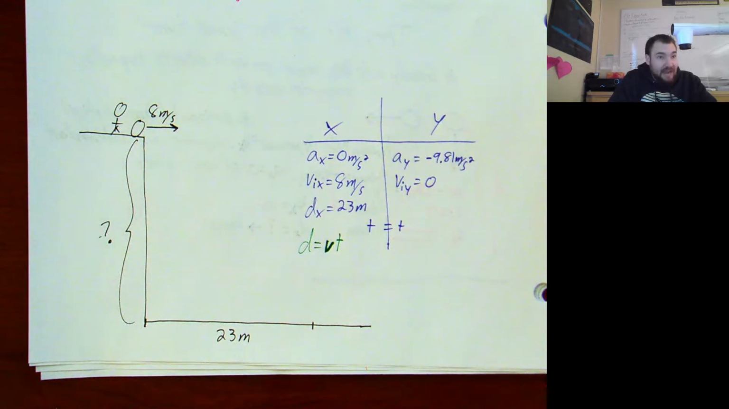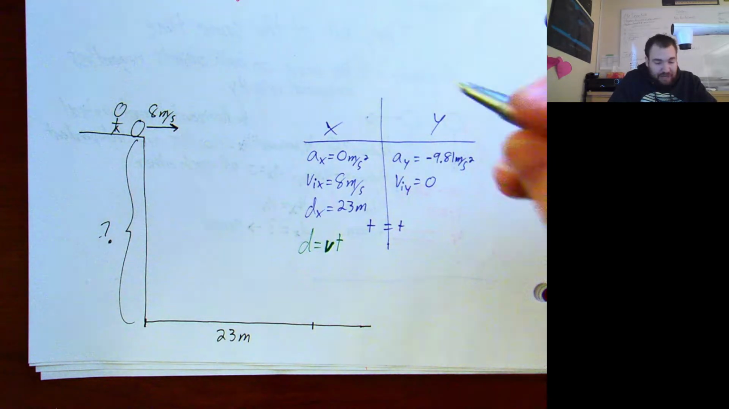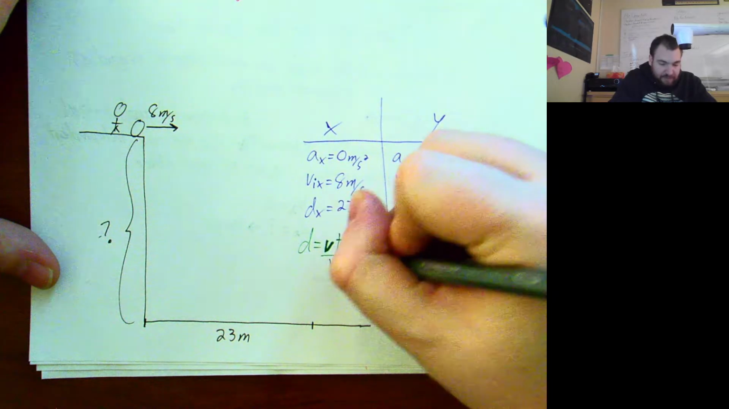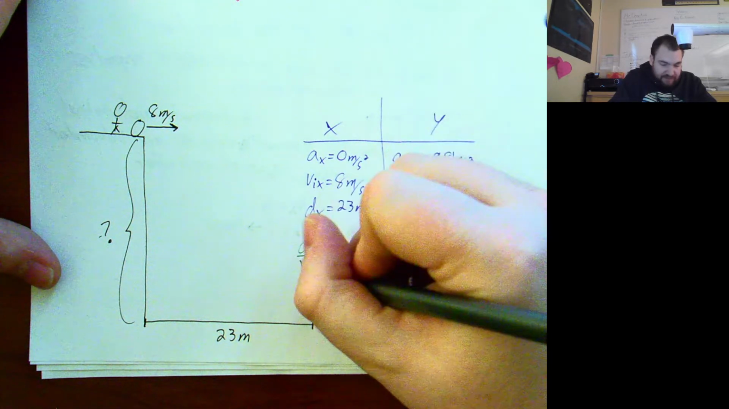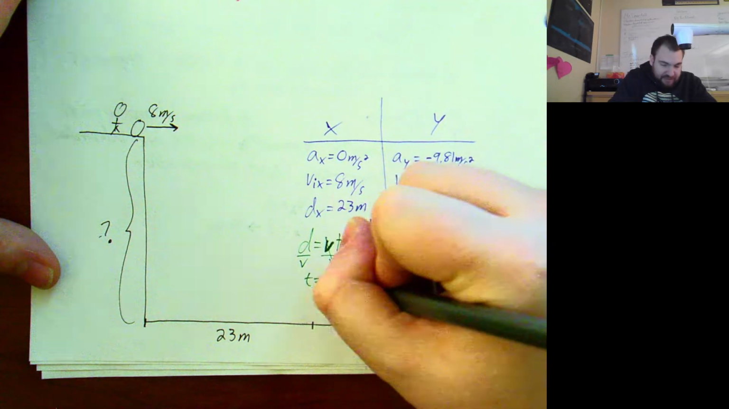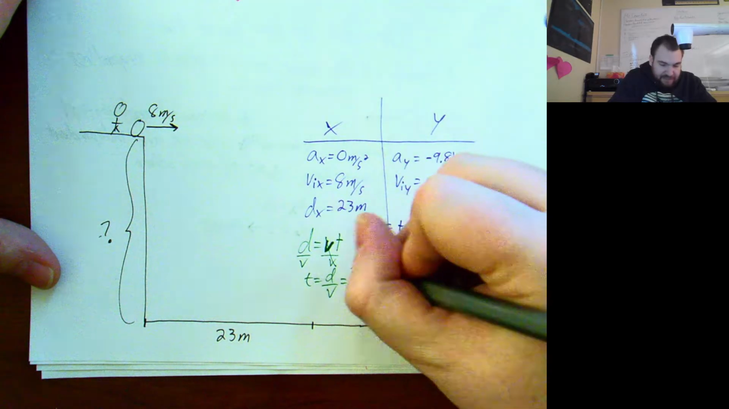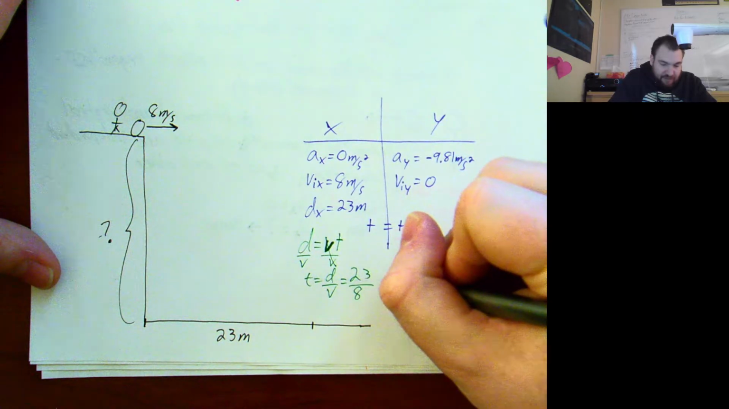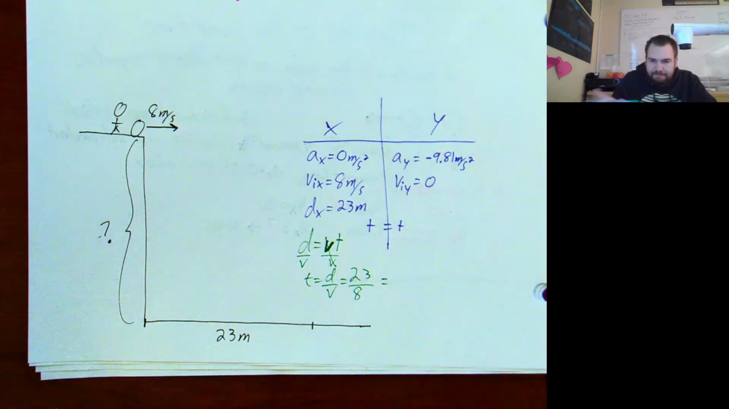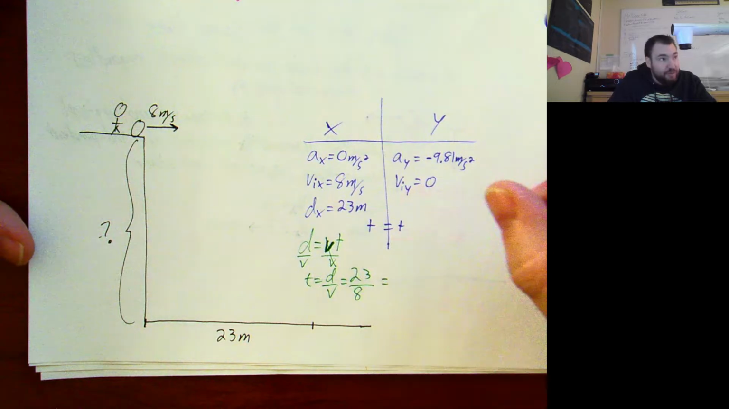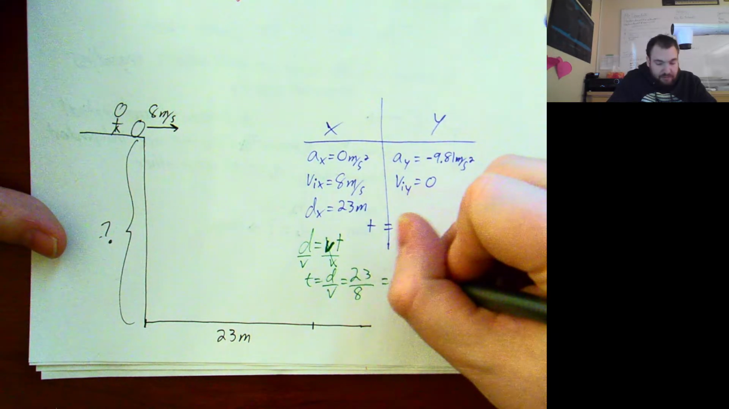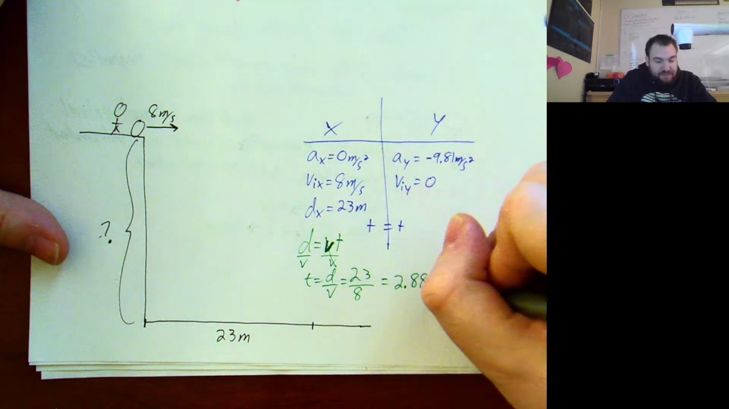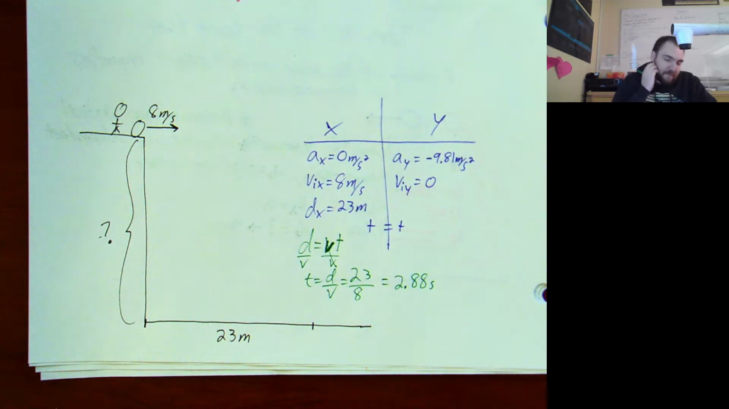But I want to find the time. So at this point, I could just isolate for t. Divide by v, it's going to cancel. So I'm going to get t equals d over v. D is 23, and my velocity is 8, which is going to give me a time of what? Exactly 2.9? So let's go 2.88. Because you gave me 2 decimal places before, let's keep it to just 2 decimal places.